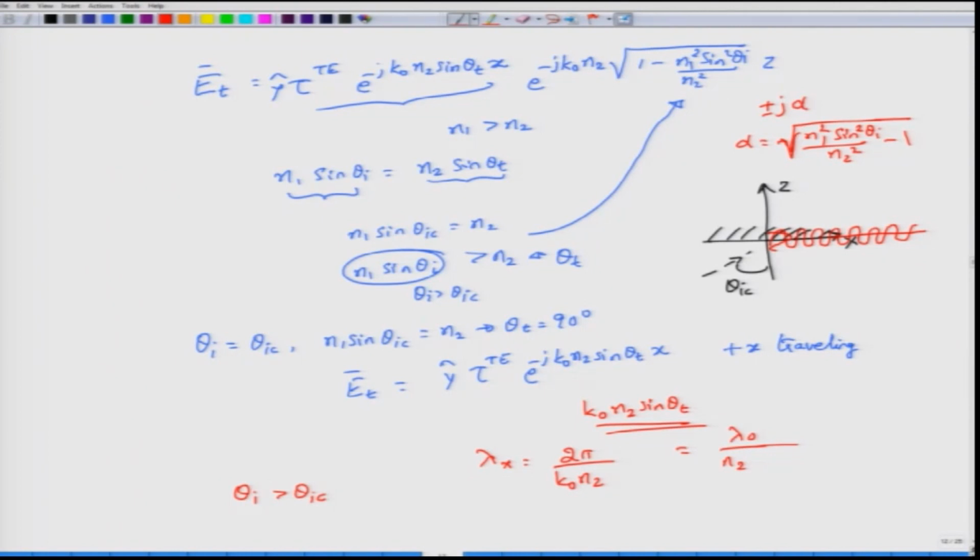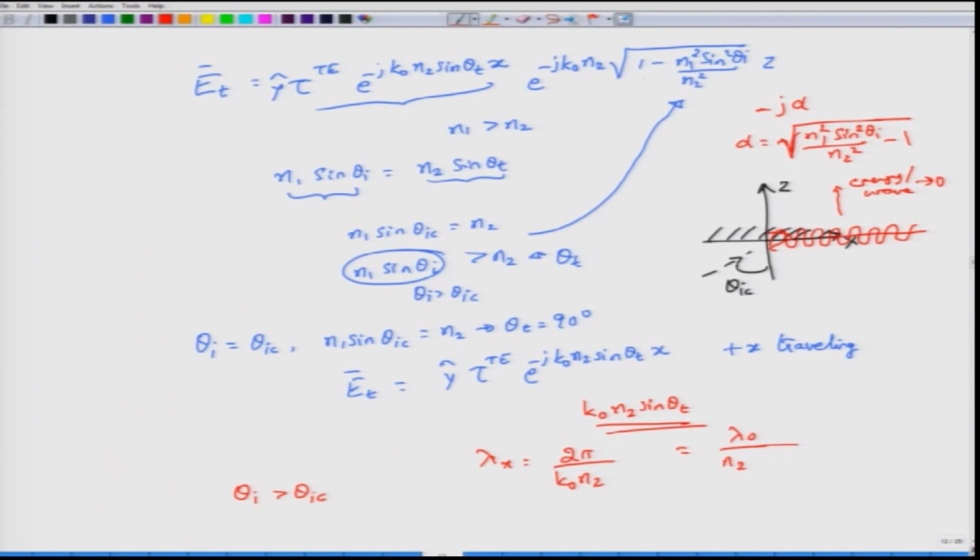Now, physically what I know is that if I move far away from the interface, I should not expect any energy, nor any waves. So, these waves should actually go to 0. If I had e power minus j k0 n2, and if I choose plus j alpha, then j and minus j would become positive, and this would actually grow along with z. Therefore, the correct sign that we need to choose for this alpha is a minus sign. So, I have minus j alpha.